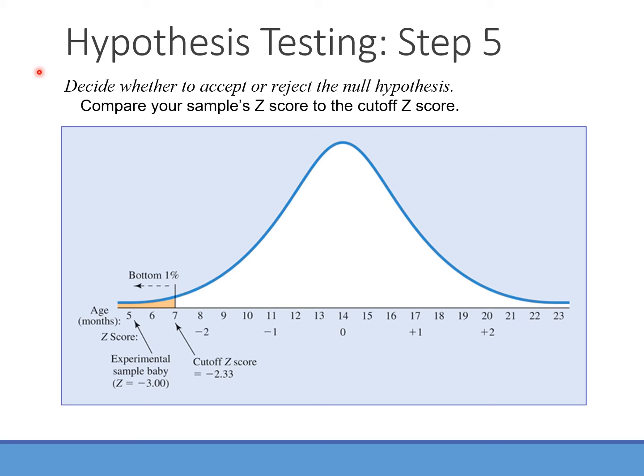Step 5, it's the last step of hypothesis testing. You need to decide whether to accept or reject the null hypothesis. You're going to compare your sample z-score to the cutoff z-score, okay? So here we have our normal curve. Here we have our baby's z-score. Here we have our cutoff z-score. And what are we seeing?